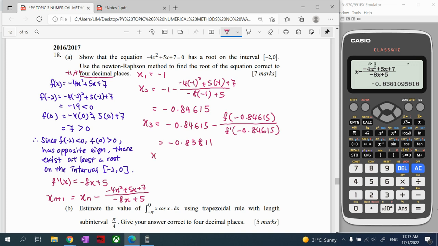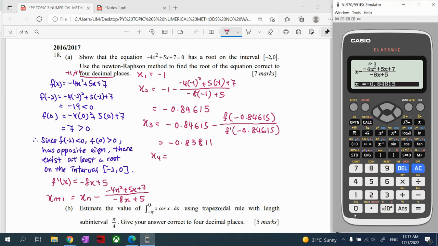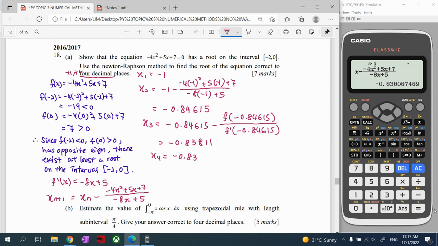Okay, then the next x, just calculation only. Calculate and we record the answer. Negative 0.838087009. Okay, we are closer already. You can see, you can feel the answer is closer already.